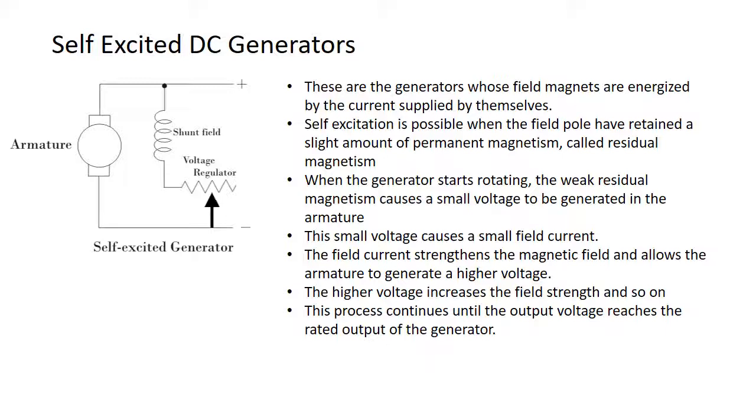called residual magnetism. When the generator starts rotating, the weak residual magnetism causes a small voltage to be generated in the armature. This small voltage is applied to the field coils and causes a small field current. Although small, this field current strengthens the magnetic field and allows the armature to generate a higher voltage. The higher voltage increases the field strength and so on. This process continues until the output voltage reaches the rated output of the generator.